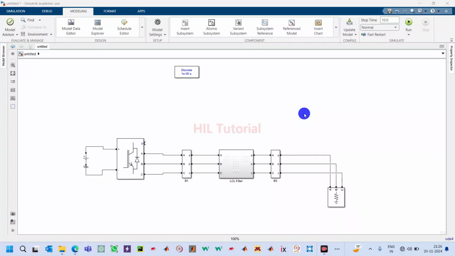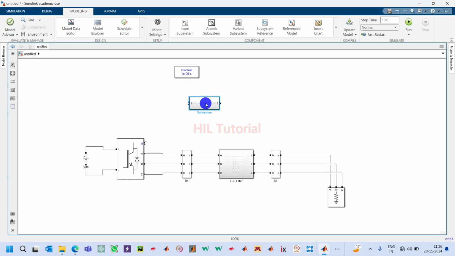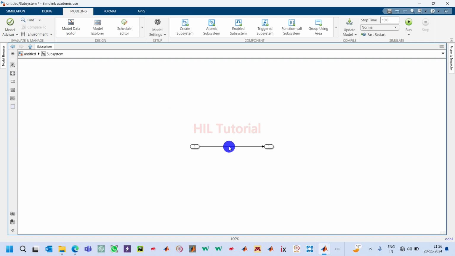Welcome back. Now we will create the controller part of the grid forming inverter. So we will take one subsystem, go inside this, and make it like this.